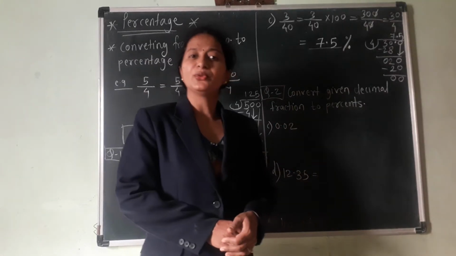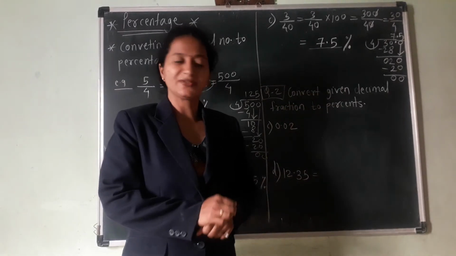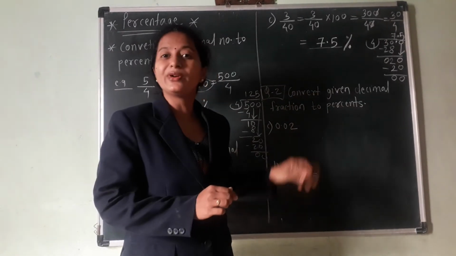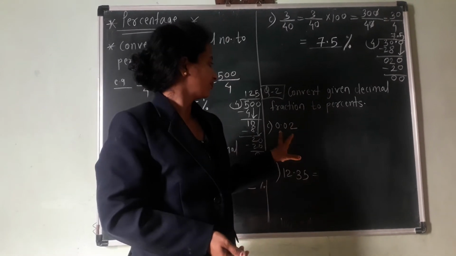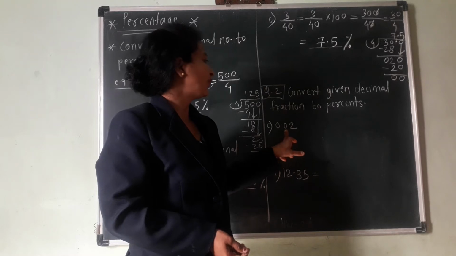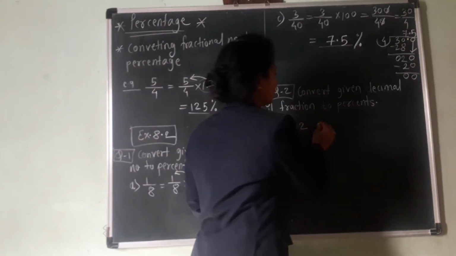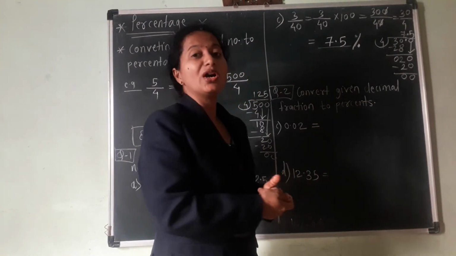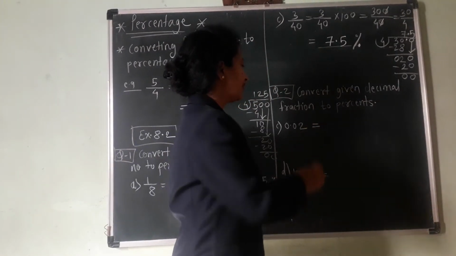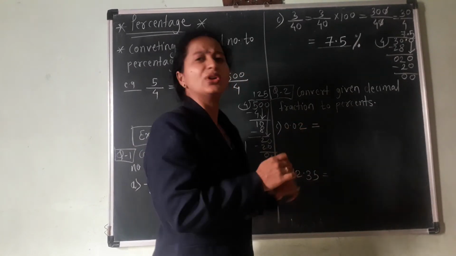Now question number 2. In question number 2, convert the given decimal to percentage. Now you can see here what decimal number is given. First step, we have to convert the decimal. See, this is 0.02, the decimal number. First we have to convert this decimal number into a decimal fraction. Right? So you know how to convert it. First write this number as it is without the decimal point, which is 002.